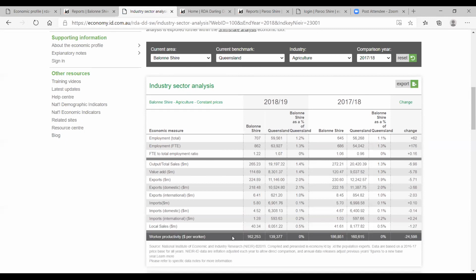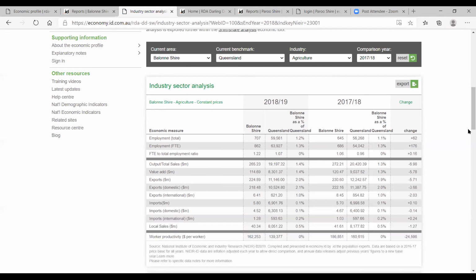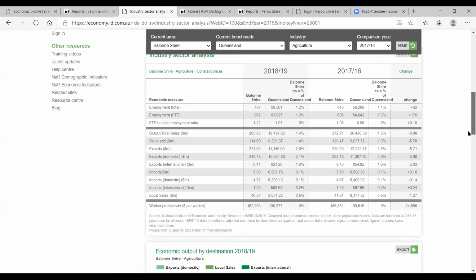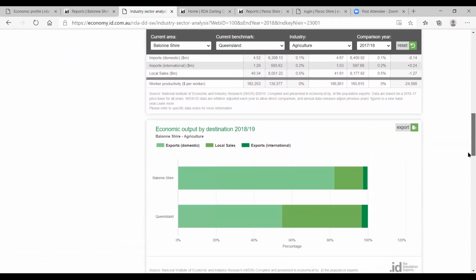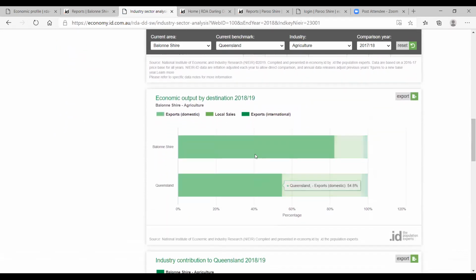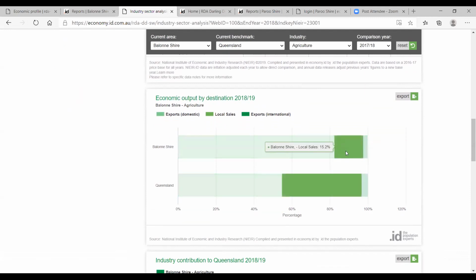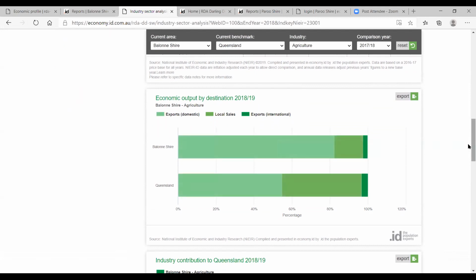What are our local sales? What's our worker productivity? This sort of thing. So you can have a look at this. You can look at your economic output. So compared to Queensland, we're much more of a domestic exporter in terms of our ag. So we're comparing that to Queensland. Our local sales comes next. And then we've got this little bit of international exporting out here as well.